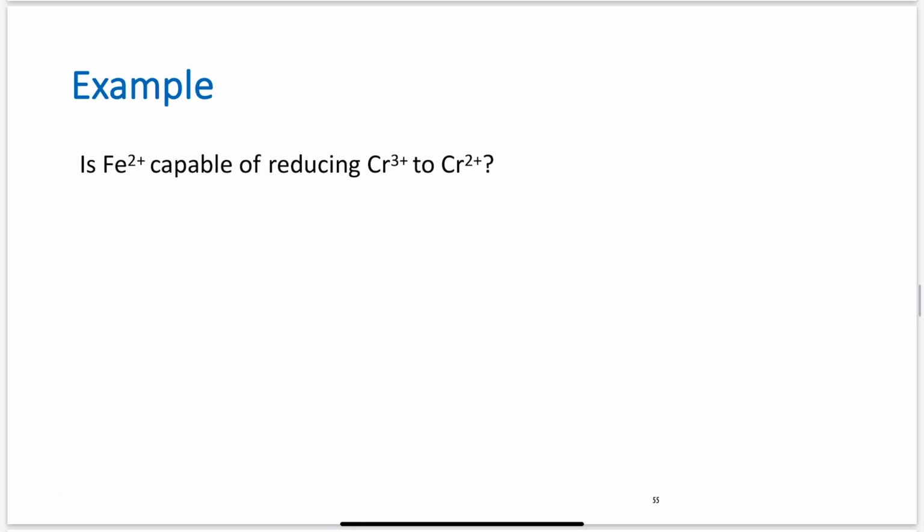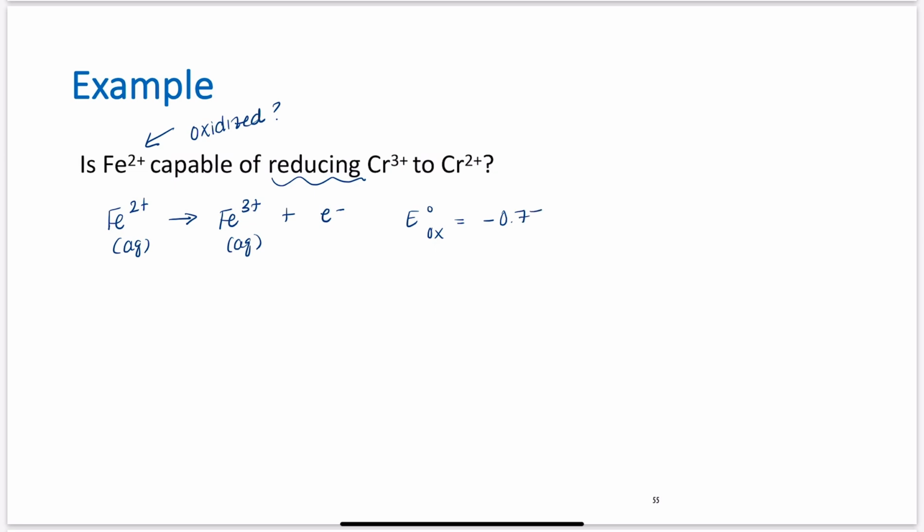Is Fe2+ capable of reducing chromium from Cr3+ to Cr2+? So in this case, because Fe2+ is reducing something, it means that this is going to be oxidized. Will this be oxidized? Will it give up its electrons to reduce chromium from 3+ to 2+? Fe2+ forming Fe3+ and an electron. Cell potential here, because it is oxidized, is flipped around, 0.77 volts.